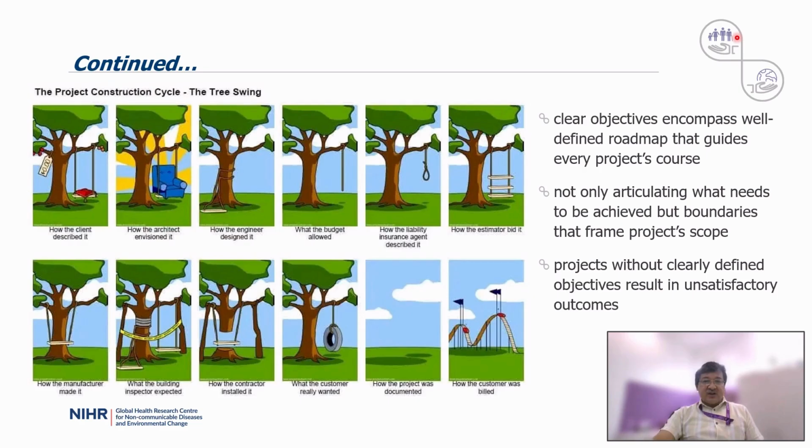Imagine starting on a journey without knowing the destination or the route. Such an endeavor would likely be riddled with confusion and inefficiencies. Similarly, projects without clearly defined objectives often result in scope creep, missed deadlines, and unsatisfactory outcomes, like you see in the project tree analogy. Just take some time to have a look at the project tree analogy, the figure that is depicted here.